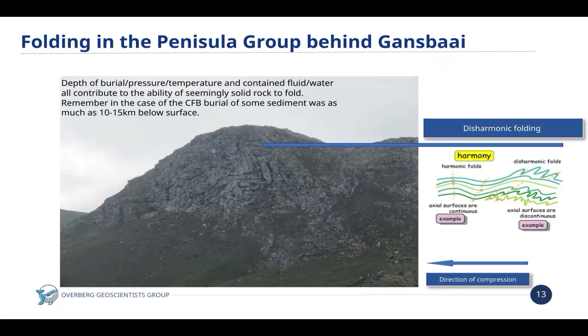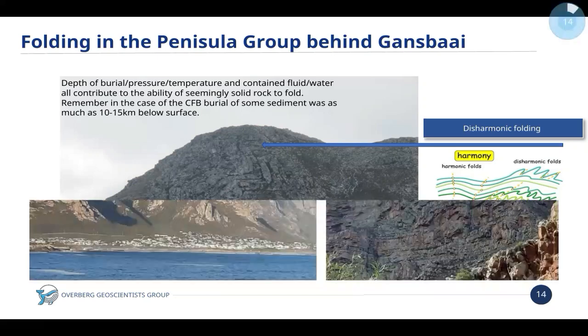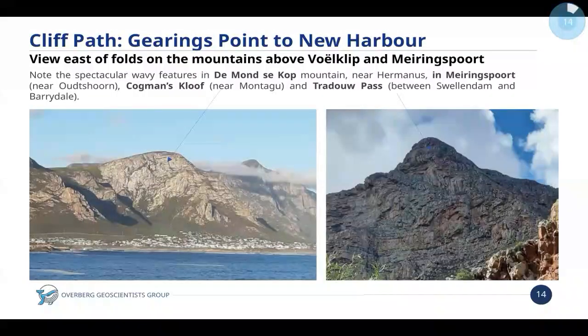You will see examples of disharmonic and harmonic folding. Think about the open folding that you see towards the Hermanus Harbor, where that previous picture of the beds was taken. That is fairly open folding. 30 kilometers away, you will see in the mountains at De Kop, the picture on your left-hand side, the intensely folded patterns that you can see there.